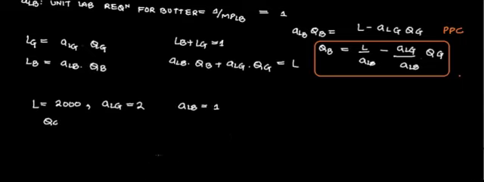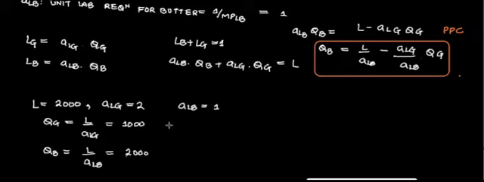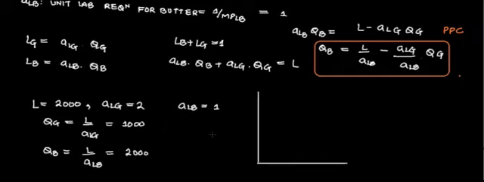Let's take up an example in which the total labor available to the economy is 2000. ALG, the unit labor requirement in guns in the home market, is 2, and ALB equals 1, meaning the unit labor requirement in the butter sector in the home market is equal to 1. So what is QG? It is L upon ALG, that is 2000 upon 2, which is 1000, and QB is L upon ALB, which is 2000 upon 1, which is 2000. So the total amount of guns produced in this economy is 1000, and the total amount of butter produced is 2000.